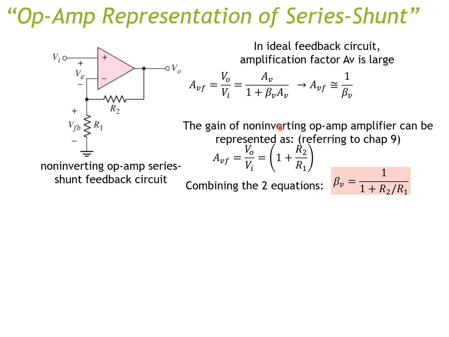The gain of the non-inverting op-amp amplifier can also be represented as AVF equal to 1 plus R2 over R1. This is referring to chapter 9, so you can go back to that. But now, if you combine this equation and this equation, you can set beta equal to 1 over 1 plus R2 over R1, right? So now you can calculate your beta for this branch.